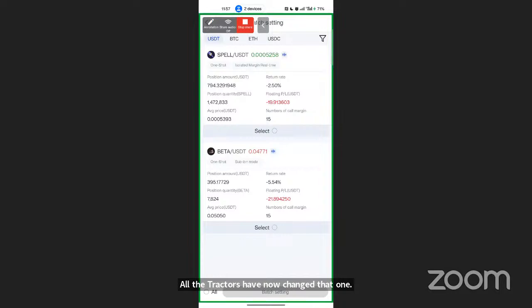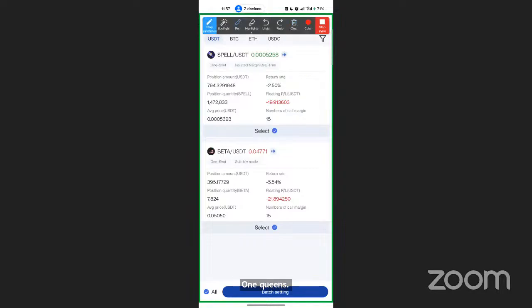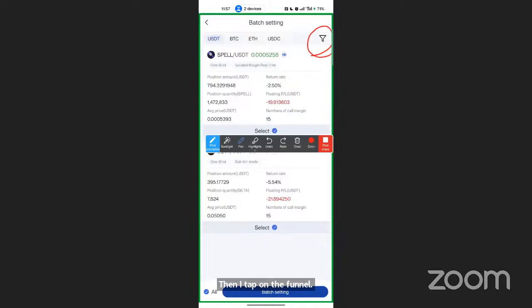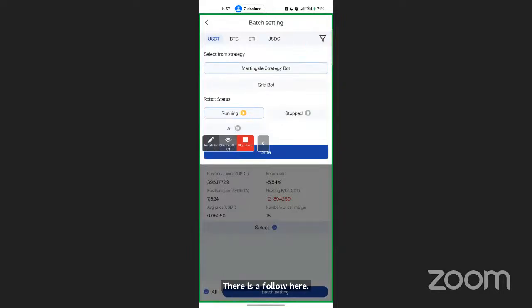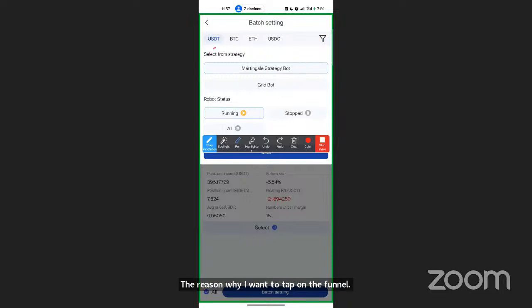Then I tap on all coins. Then I tap on the funnel here. There is a funnel here. Then I tap on the funnel. The reason why I want to tap on the funnel is I am looking for USDT. So for you, if you are on USDC, do that. I want the Martingale bot, not the greedy bot.